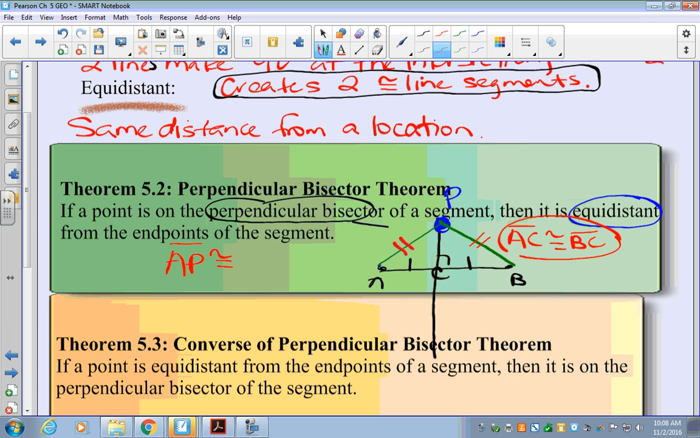The perpendicular bisector makes AC and BC congruent, and then the perpendicular bisector theorem says that any point on our perpendicular bisector is equidistant from A and B.